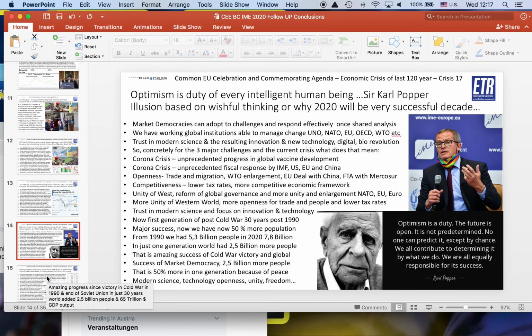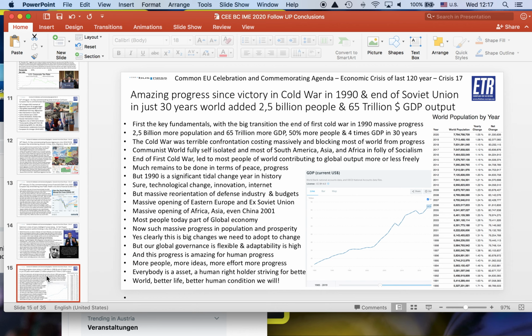The major reason why I'm so optimistic, I have outlined it here, because we have this amazing kind of wealth generation machine, which is the global economy. And especially since the end of the Cold War, this was a very decisive transition year, the year 1990. And we have now 30 years, one generation. And the world has added an astonishing 2.5 billion people and $65 trillion GDP output. I mean, these are really huge figures.